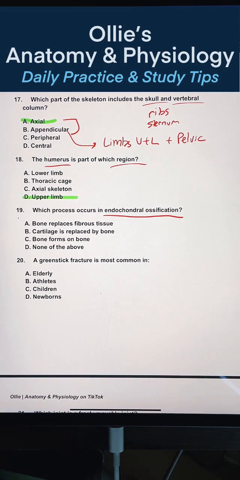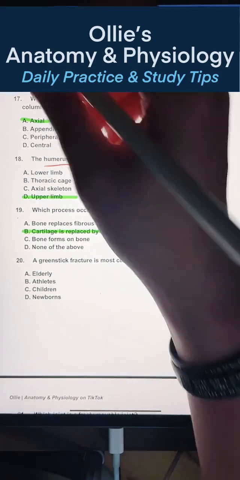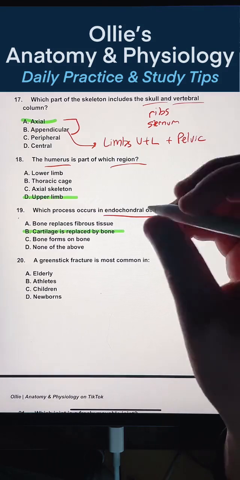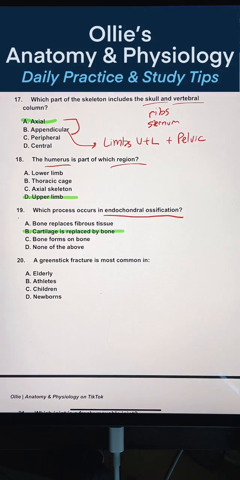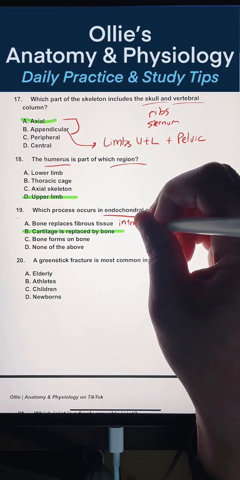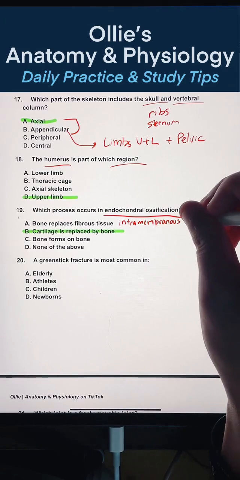But number 19, the answer is going to be B. Cartilage is replaced by bone. Most of our bones are going to develop this way. Fibrous tissue is going to develop from intramembranous ossification. So you have endochondral ossification, cartilage is replaced by bone. Fibrous tissue gets replaced by bone, and I'll write it here, intramembranous ossification.